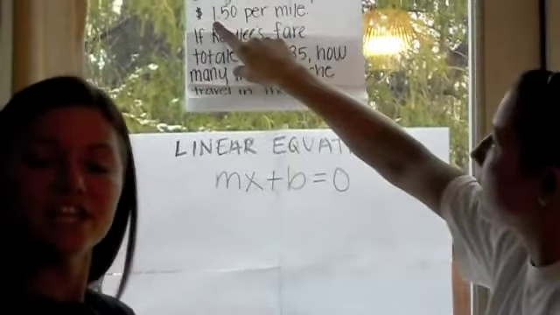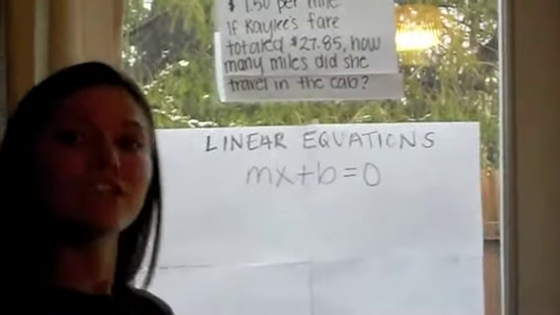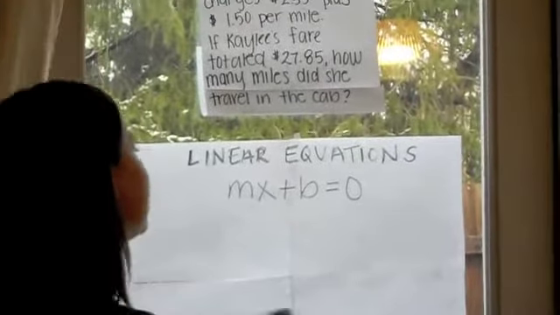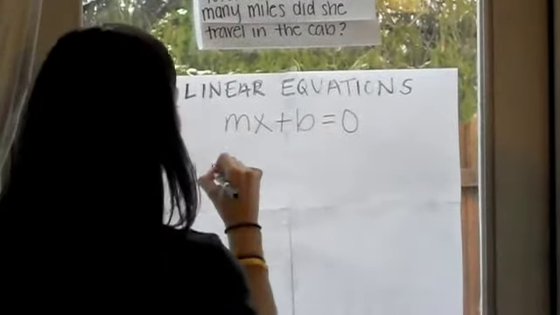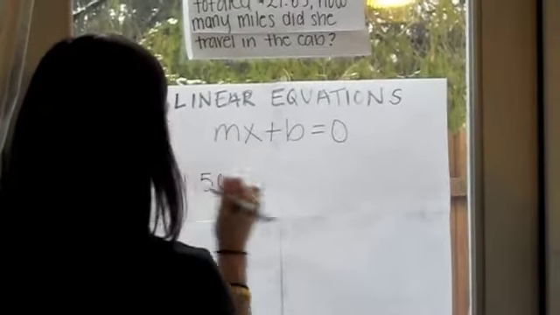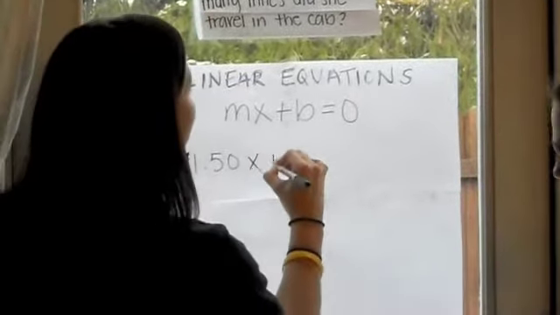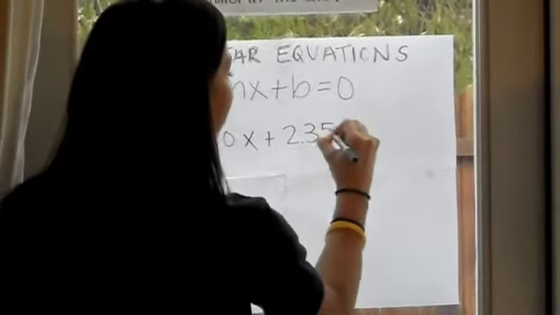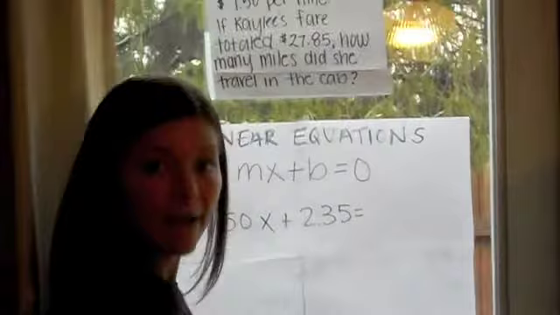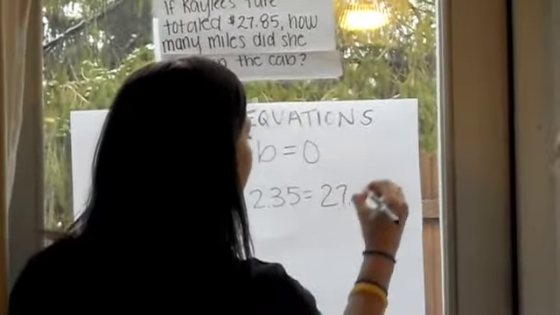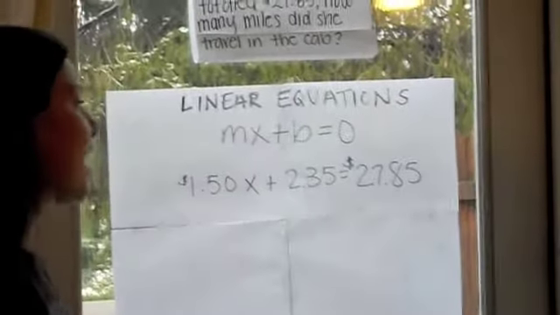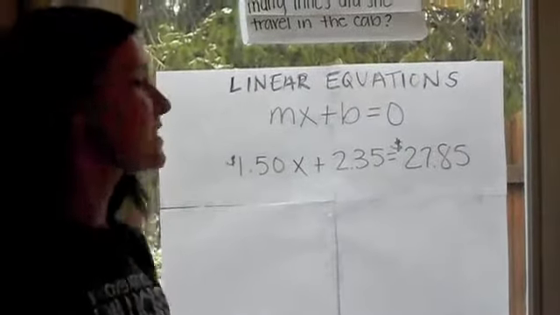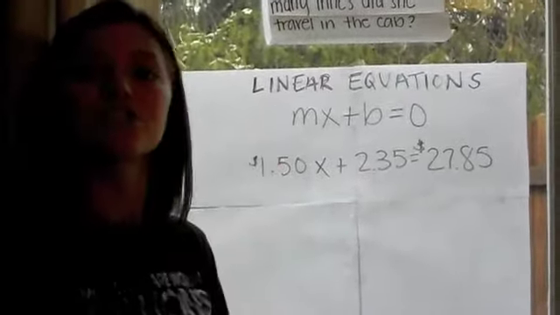So the equation will be set up like this: $1.50 x plus $2.35 is equal to our total cab fare, which is $27.85. Now we just need to use the simple linear equation model to solve for x.